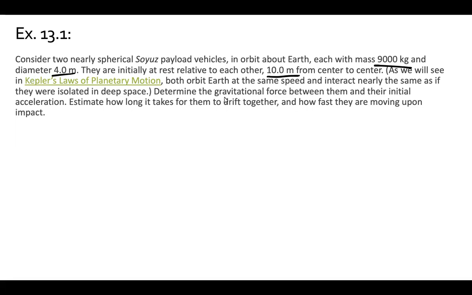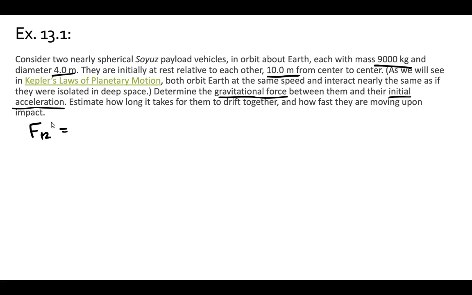Determine the gravitational force between them and their initial acceleration. Then estimate how long it takes for them to drift together and how fast they are moving upon impact. So let's go ahead and start with this first portion, determining the gravitational force between them. So that is going to be some F12, or object 1 to object 2.